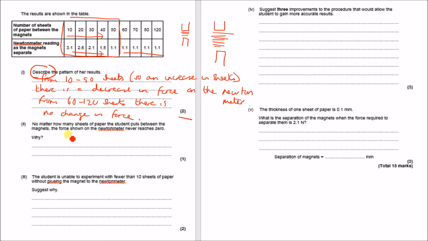Right, the next question says, no matter how many sheets of paper the student puts between the magnets, the force shown on the Newton meter never reaches 0. Why is this? Well, that's because if this is our Newton meter, and it's connected to our magnet, the magnet is going to pull on the Newton meter. It's going to pull down because the magnet has got a weight. So any weight is going to pull this down a little bit. So the magnet has weight, and the weight is due to gravity.